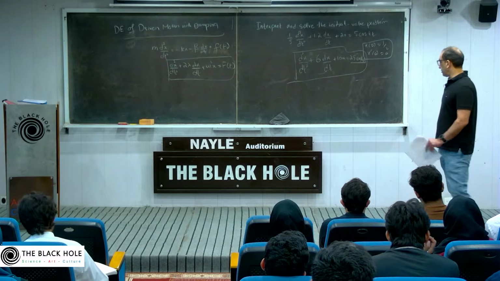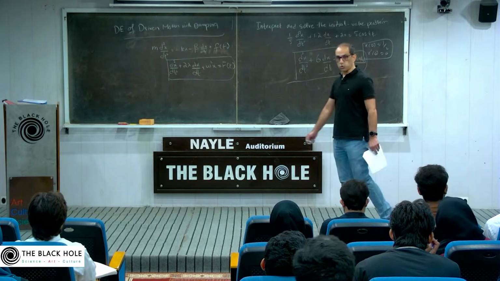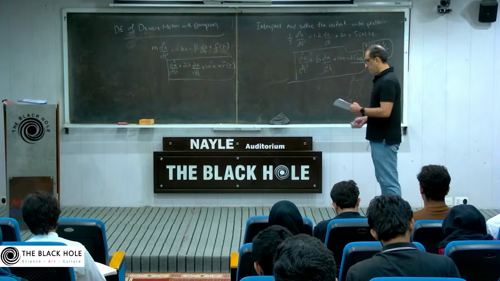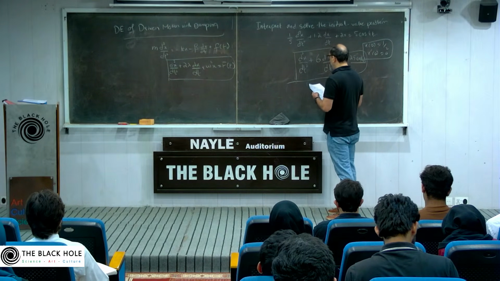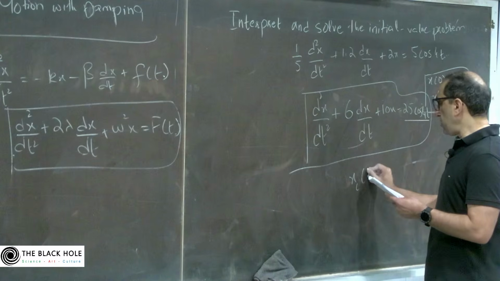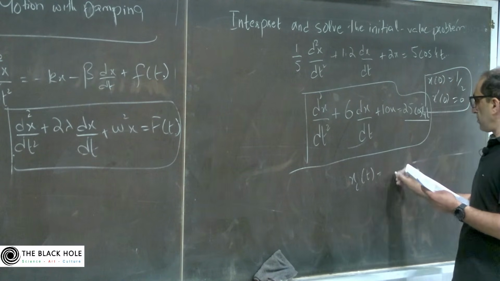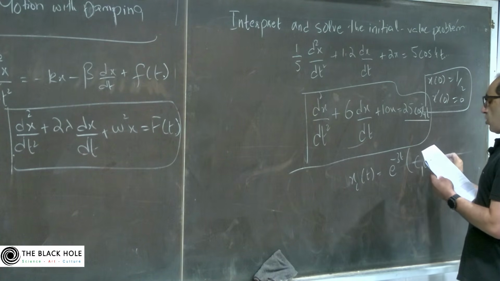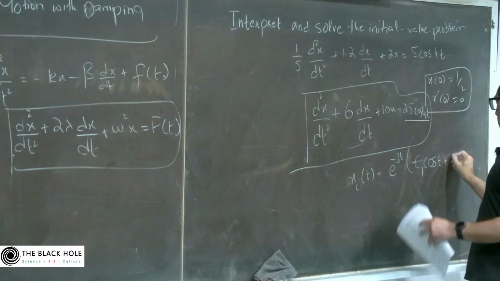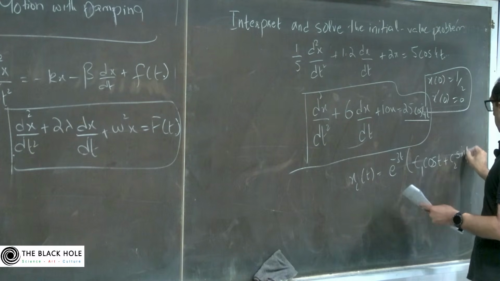So now tell me what the solution of the associated homogeneous part is. What is the auxiliary equation? So you will get xc of t is equal to e raised to power minus 3t times c1 cosine of t plus c2 sine of t.